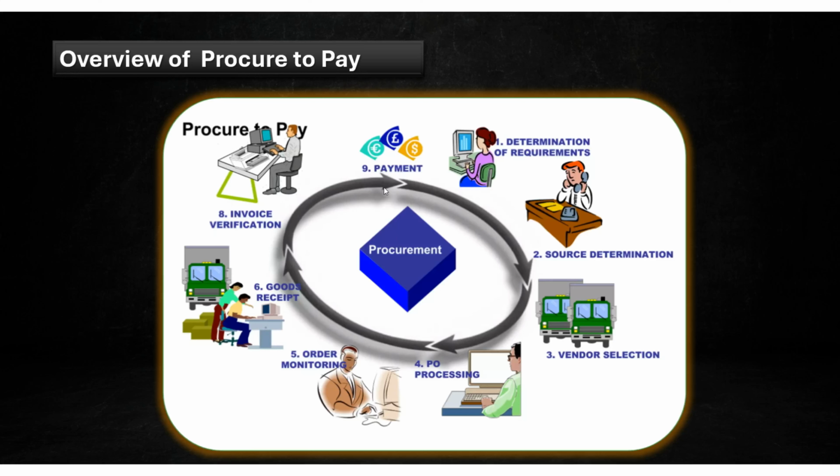Now, if you look here on the screen, these are the main steps involved. Requirements determination, source of supply determination, vendor selection, purchase order creation, purchase order monitoring, goods receipt, invoice verification, and then finally payments to the vendor. In the upcoming slides, we will dive deeper into each of these steps to understand how they work and how they connect to ensure a smooth procurement process. So let's get started.